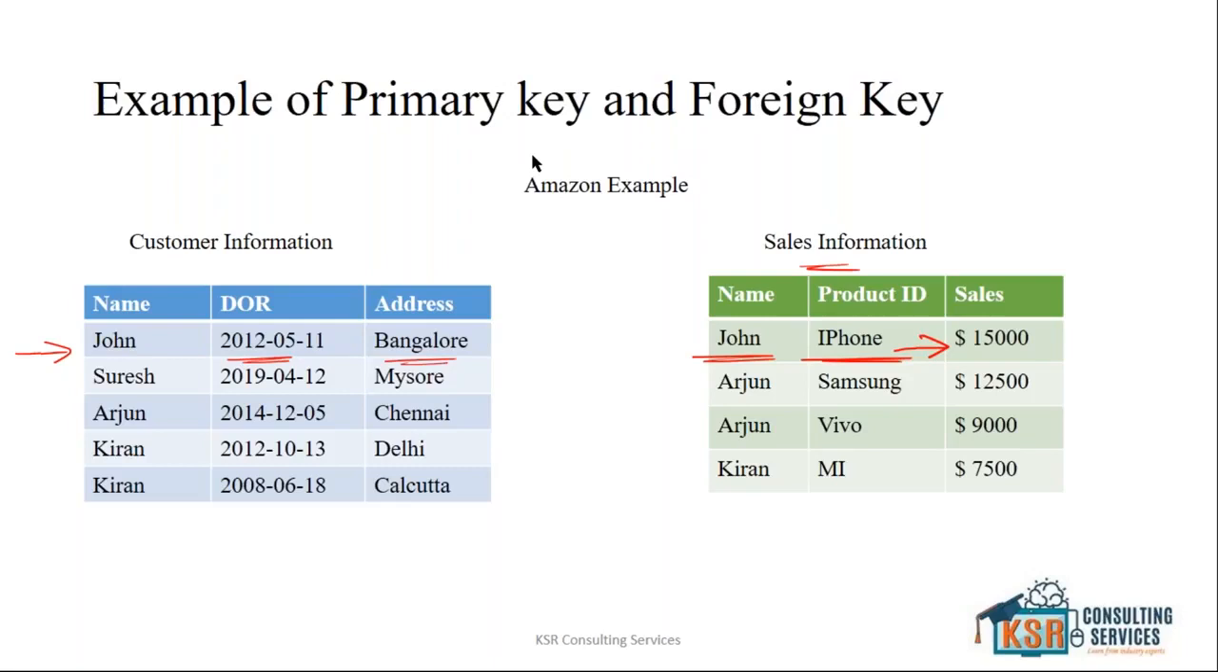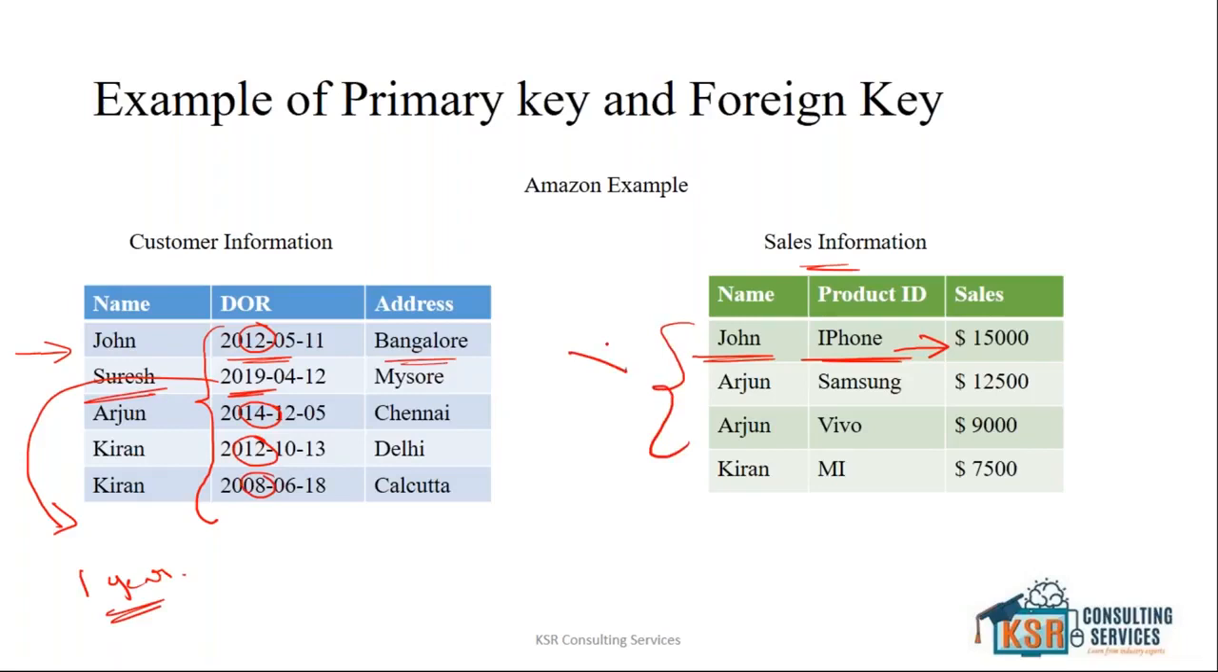Among this date of registration, the guy who has lastly come into Amazon was Suresh. This guy came in 2012. This guy came in 2014. This guy came in 2012. This guy came in 2008. But one thing which I observe is that Suresh is a new person to Amazon. It's just like 1 year back. And to be frank, this guy has not purchased anything so far in Amazon.